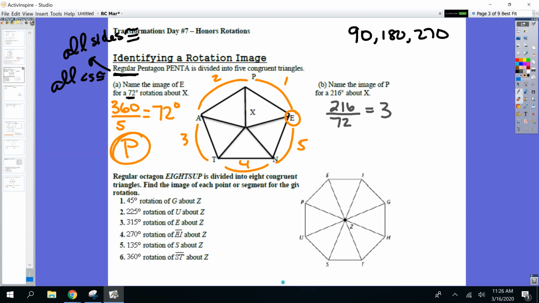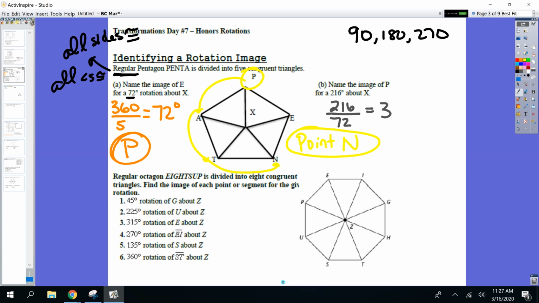All right, so let me get rid of all the work from the previous problem. And now I'm going from not point E anymore, but the image of point P. So now I'll stay here at P. And now you're going 3 rotations. All right, so 72, 144, and then where do I end up? Right here at point N at 216 degrees.